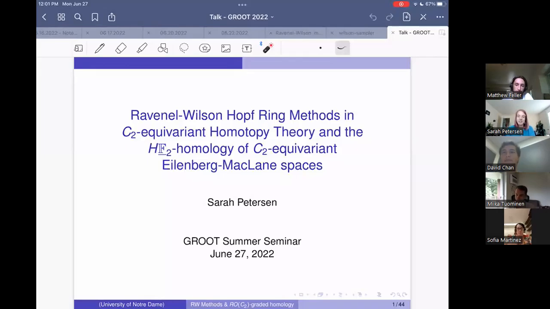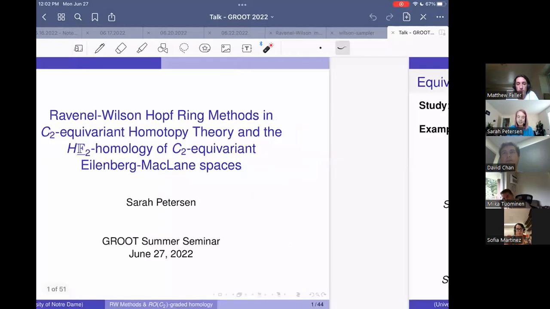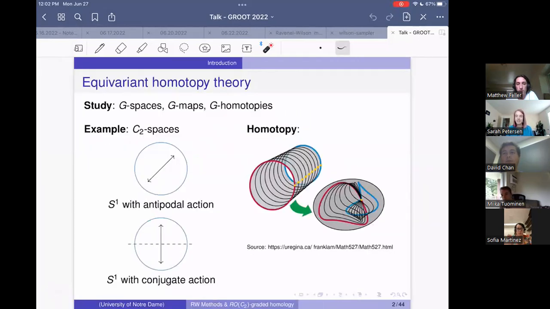So today I'll be telling you all about some of the work I've been doing with Ravenel-Wilson Hopf-ring methods in C2 equivariant homotopy theory and computing some of the HF2 homology of C2 equivariant Eilenberg-MacLane spaces. So this is an equivariant homotopy talk.